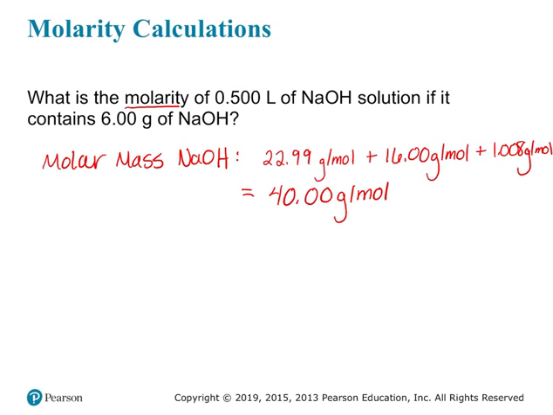Okay, so now we're going to use that to convert grams of sodium hydroxide to moles of sodium hydroxide. All right, so let's start with the mass of sodium hydroxide that we have in our solution. And we want to get rid of the unit of grams. And we want to end up with moles. So in our conversion factor, should we put 1 mole in the numerator or the denominator?